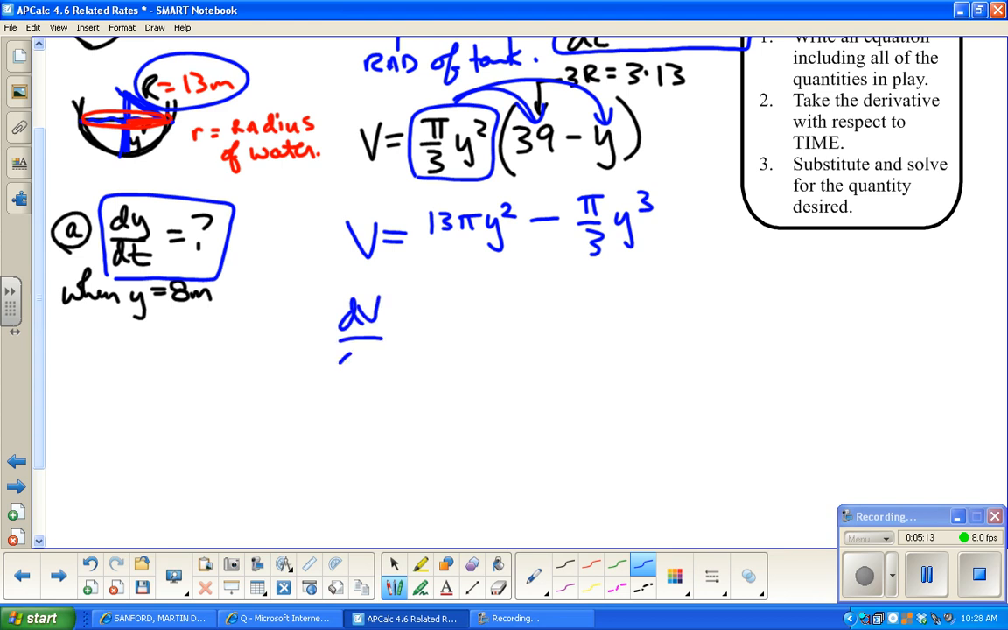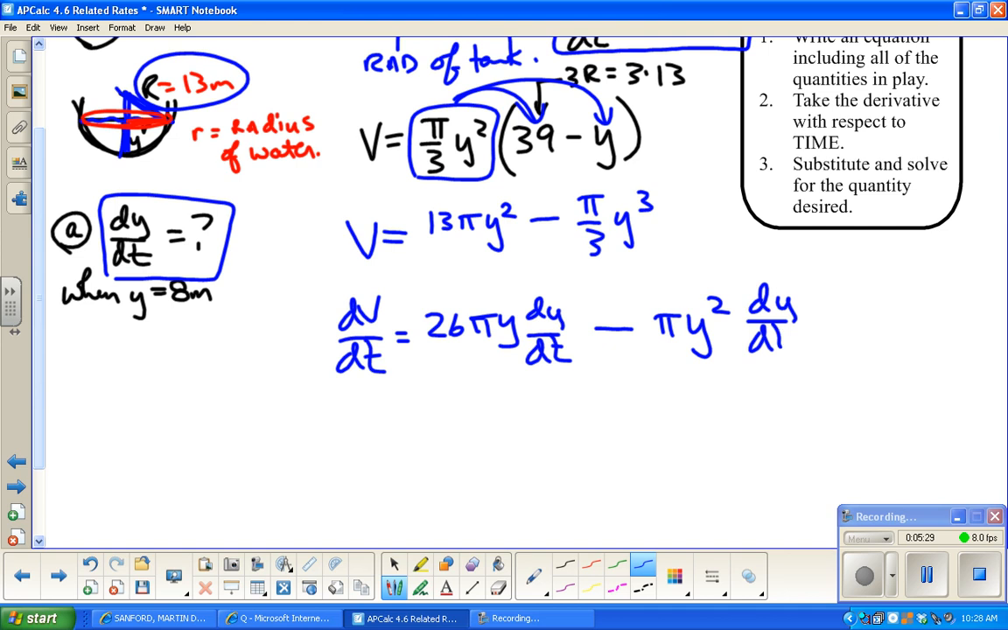Okay, so dV/dt equals, this is going to be 26 pi y dy/dt, minus, well, 3 times pi over 3 is pi y squared dy/dt. Now you might decide that maybe the product rule was easier because now we're going to have to factor out a dy/dt at some point, but I don't really care. This 3? 3 times the 1/3, so that canceled out. Question? Sure.